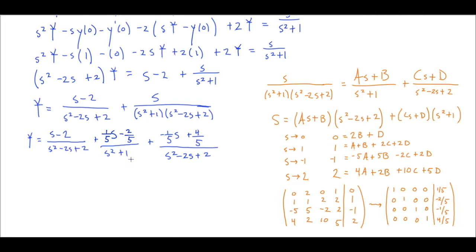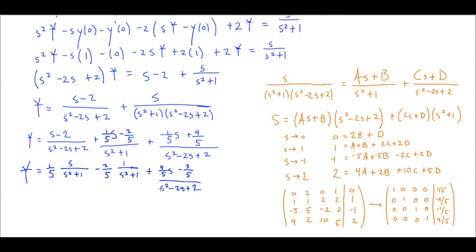And then it's also worth noting that this first fraction and this third fraction are actually like terms. So I can combine those. They have the same denominator. I can combine them by adding, and then that will leave me with just a single fraction. And now I'm almost ready to find the inverse.